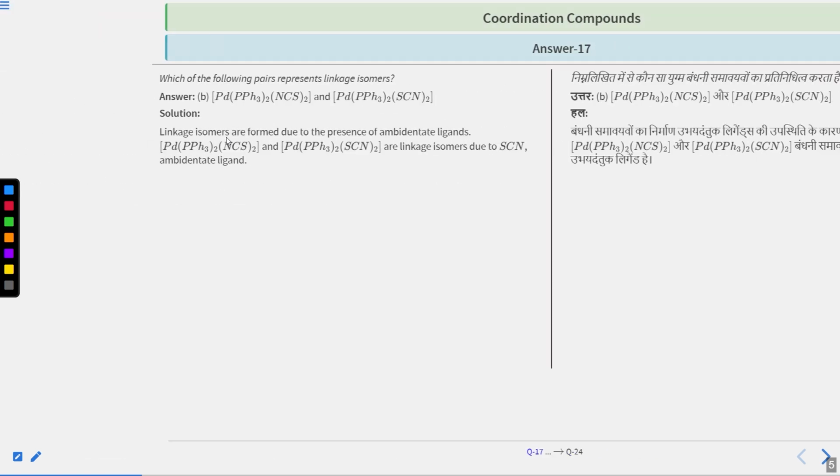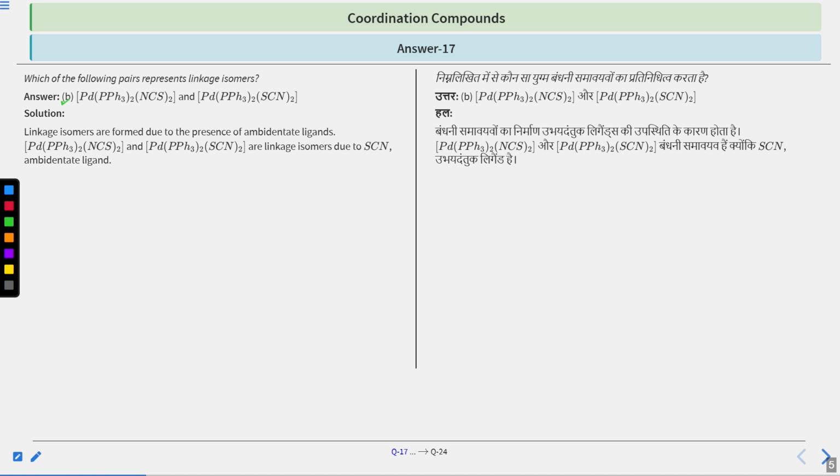Okay, let's see. So the correct answer is option B, that is [Pd(PPh3)2(NCS)2] and [Pd(PPh3)2(SCN)2]. Linkage isomers are formed due to the presence of an ambidentate ligand. So if in any complex we see an ambidentate ligand, it will show linkage isomerism. We use this concept here. Ambidentate ligands are those ligands which can attach to the central metal atom through two different atoms.